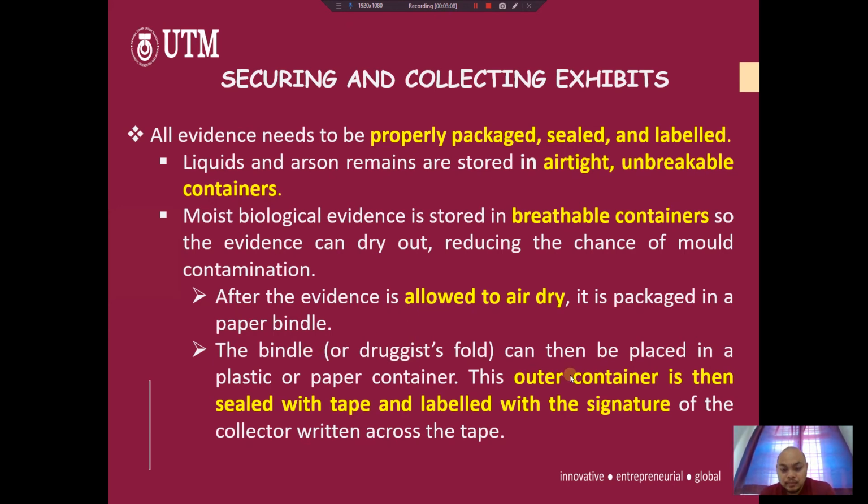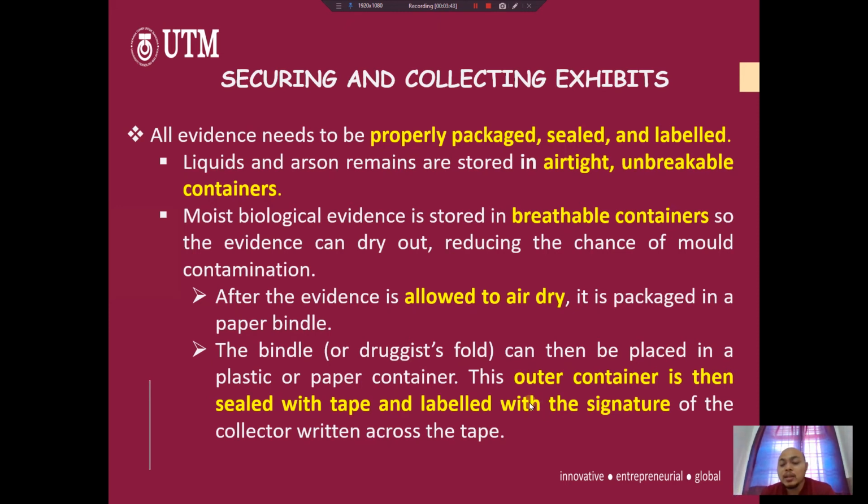The binder can then be placed in a plastic or paper container. This outer container is then sealed with tape and labeled with the signature of the collector written across the tape. So for evidence that has contact with biological material, you can put it in the binder, so the paper binder can absorb the extra moisture, and then you can put it in the plastic or paper container.